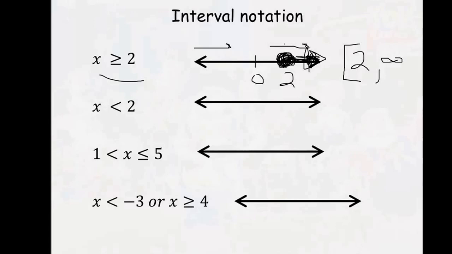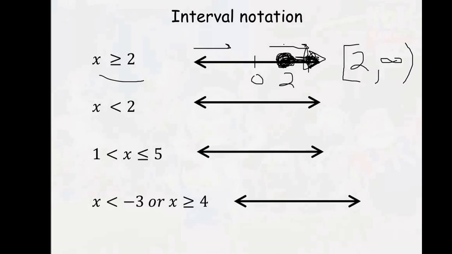Not very neat in my drawing, but I think you get the idea. And since you'll never actually get to infinity, we use parentheses. So the bracket symbol goes with a closed circle, and parentheses are used wherever you see infinity, or whenever you see an open circle, like at the number 2.